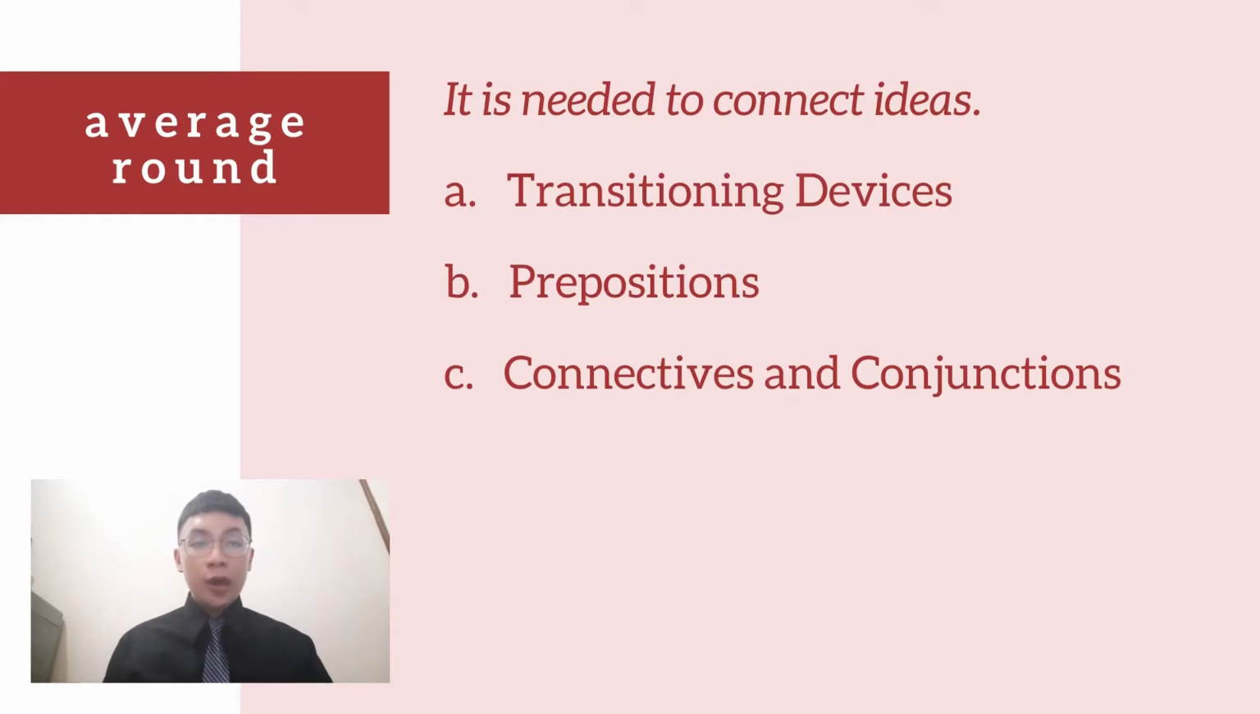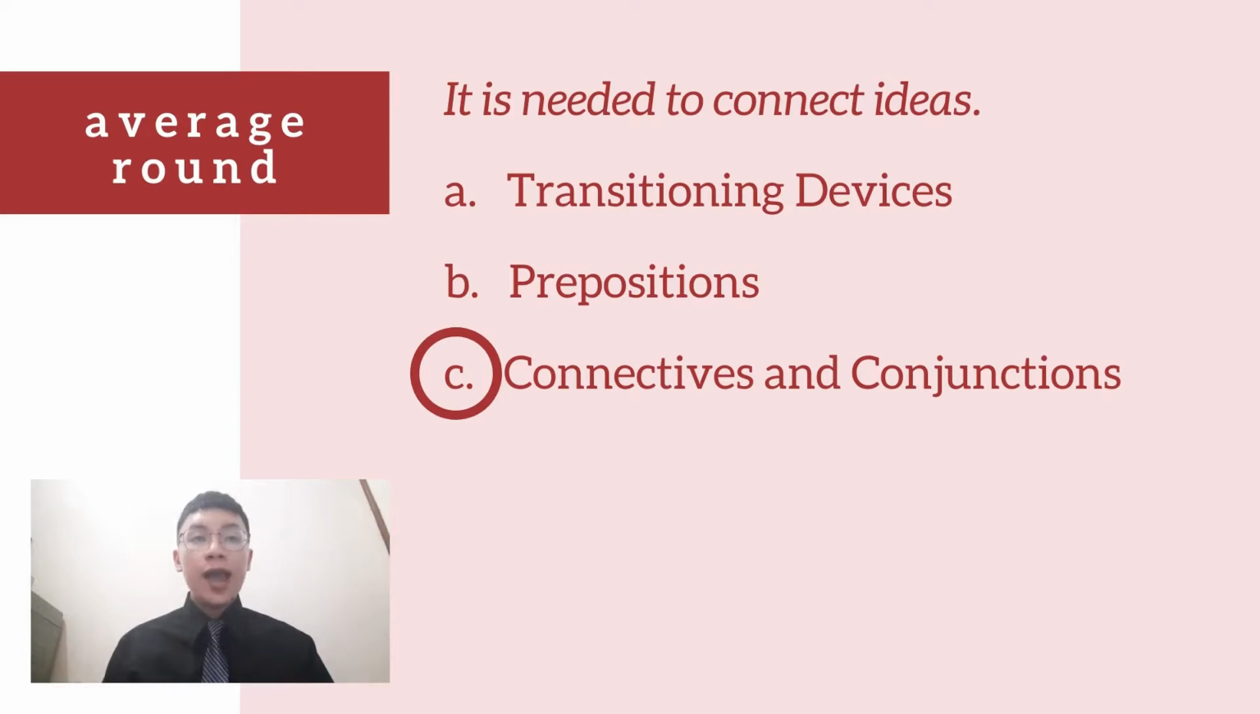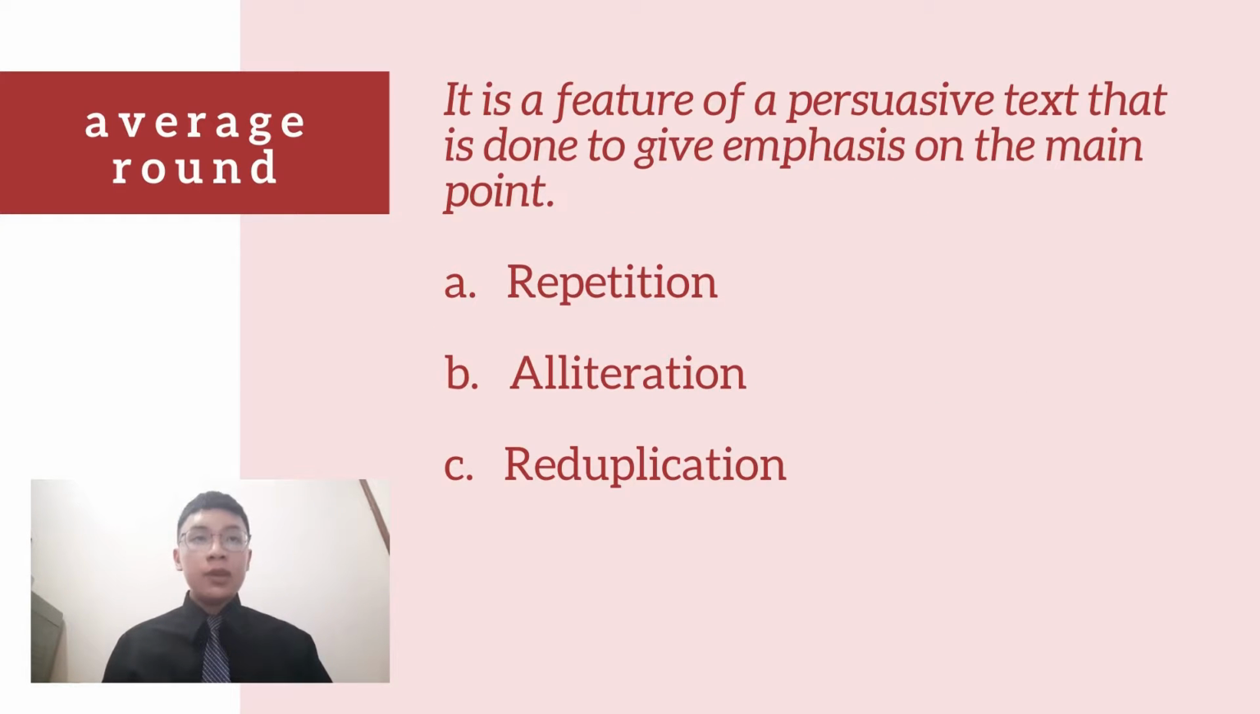Rhetorical. Question number 3. It is needed to connect ideas. A. Transitioning devices. B. Prepositions. Or C. Connectives and conjunctions. The correct answer is letter C, connectives and conjunctions. Question number 4. It is a feature of a persuasive text that is done to give emphasis on the main point. A. Repetition. B. Alliteration. Or C. Reduplication.